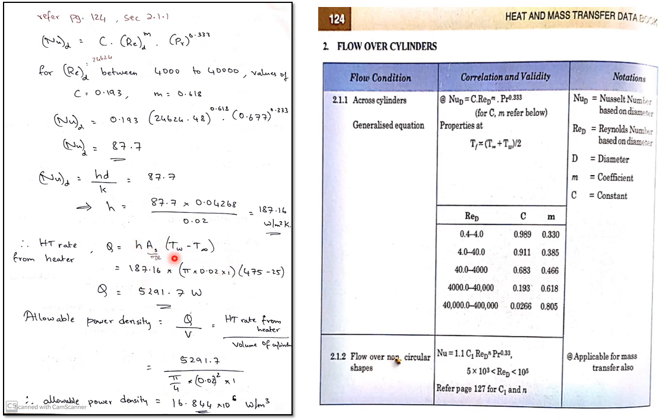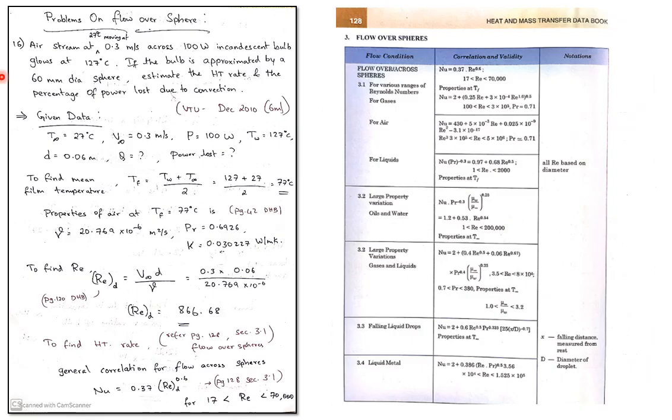Next step is to calculate the heat transfer rate, that is Q equals h A delta T. Here the surface area is pi into D into L. So h you know, area you know, and temperature difference, so you will get the value of heat transfer. Once you get the value of heat transfer, just substitute the value of Q and the volume of the cylinder. You will get the value of allowable power density as 16.84 into 10 raised to 6 watt per meter cube. So this completes this problem.